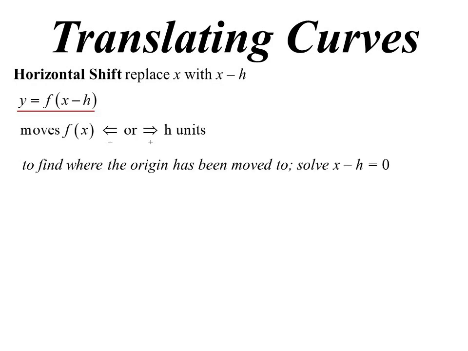Now, if you're unsure where it gets moved to, the simple way of working it out is solve x minus h equals 0. And that will tell you where it's been shifted to.